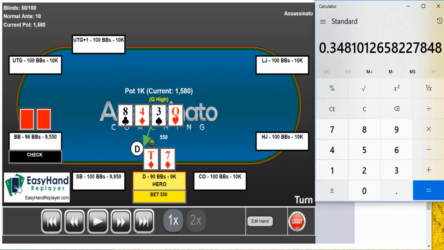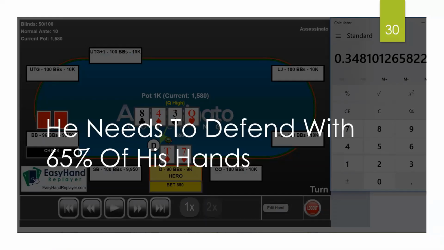Let's see if anyone puts it in the chat. Yes, Ami was the first one. MC, Luis, Casey, ooh, I love how you guys have the fundamentals. He needs to defend with 65% of his hands.